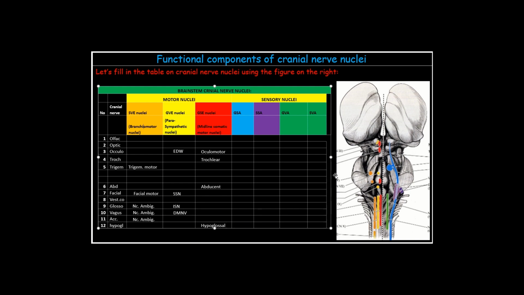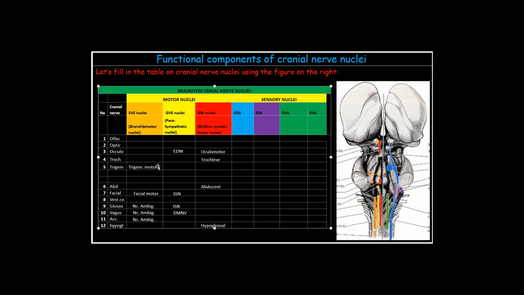Now let's take up this third column, the orange column, which contains motor nuclei which have been derived from the branchial arches, and hence these nuclei are known as the branchiomotor nuclei. These are the special visceral efferent category of the motor nuclei. The first nucleus shown over here is the trigeminal motor nucleus, which is in the pons, and I'm going to put it over here.